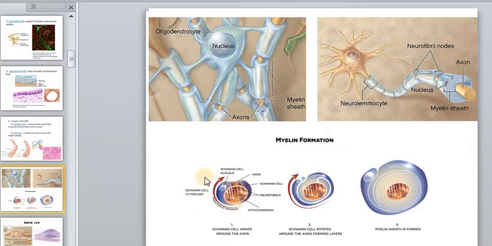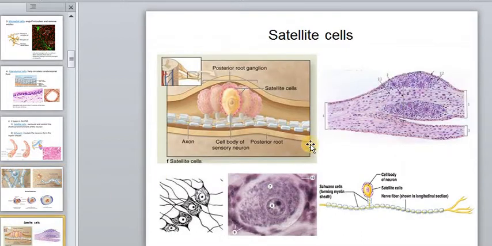Here you see how the satellite glial cells surround sensory and autonomic ganglia. Ganglia are relay stations where one nerve enters and another exits.